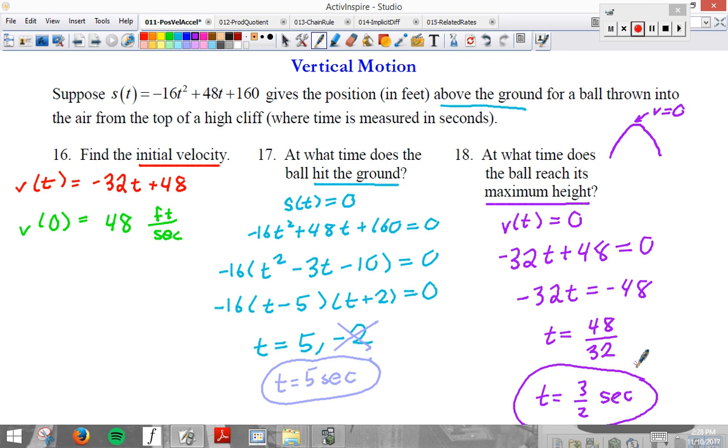So that's it. Those are the major differences with vertical motion. We're usually not going to make sense of negative time, usually. And we want to talk about how maximum height will mean the velocity equals 0.